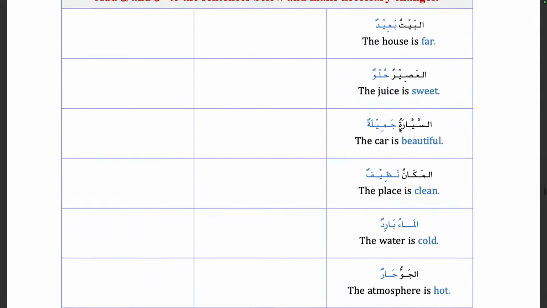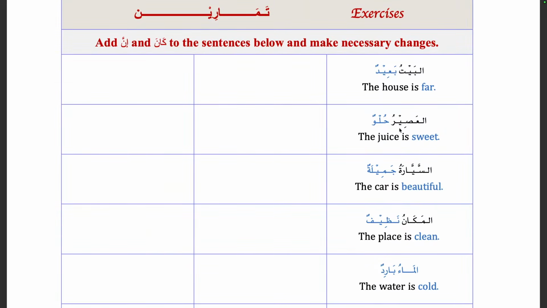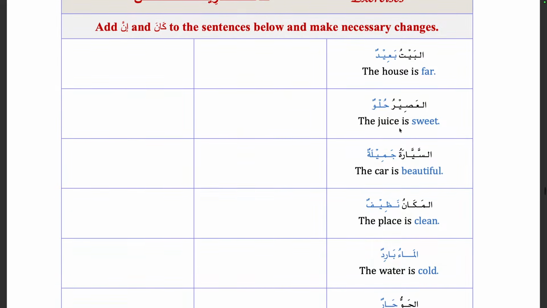Memorize it. So you write, for example, al-baytu ba'idun, inna al-bayta ba'idun, kana al-baytu ba'idan, and memorize it like that. So you program your brain with the concept, so when you want to express yourself, you don't have to think much.